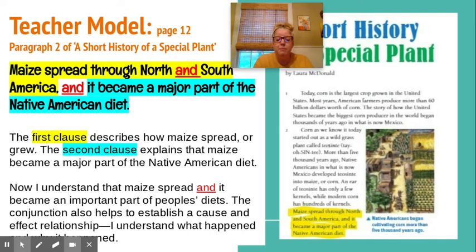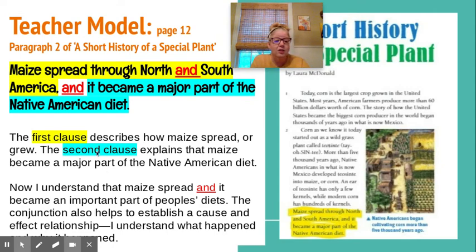And the sentence is, maize spread through North and South America, and it became a major part of the Native American diet. So let's take a look at this sentence, and let's take a look at the coordinating conjunction and what it joins. Okay, I broke this sentence into two parts. Maize spread through North and South America. And then there's the coordinating conjunction, and then the second clause, it became a major part of the Native American diet. So the first clause, the one in yellow, describes how maize spread or grew.